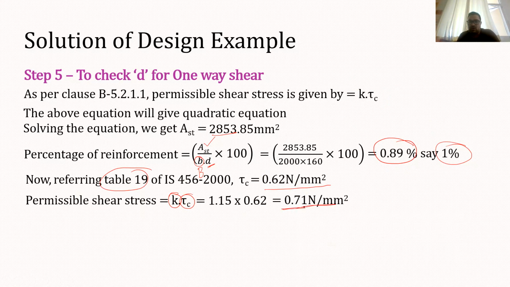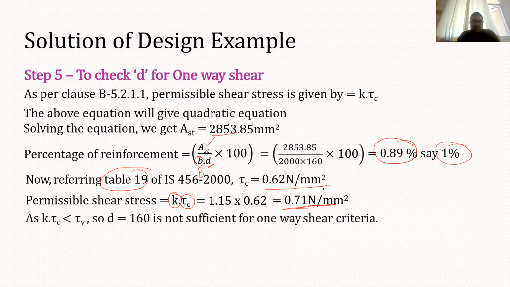Now we know that tau V is 0.8 and permissible shear strength is 0.71, which means that nominal shear stress is higher than K into tau C, which means D is not sufficient. Our condition is not satisfied, so therefore we conclude that D is not sufficient and is to be revised. So we have to revise this D for one-way shear criteria.